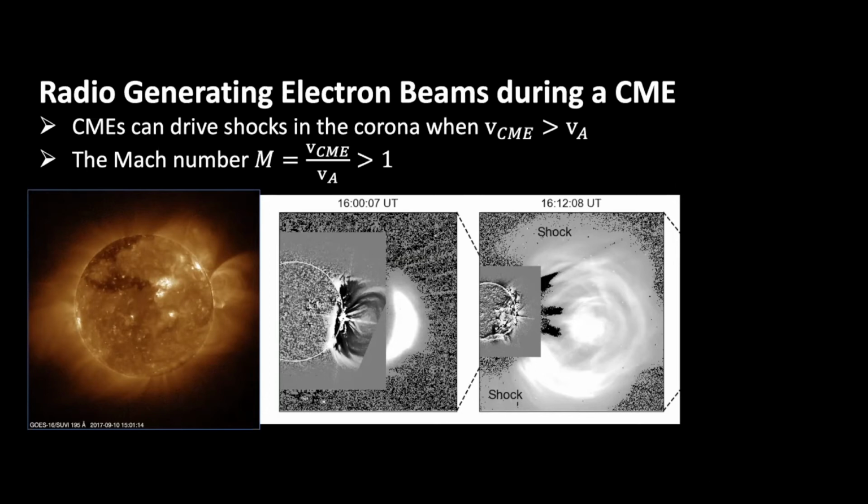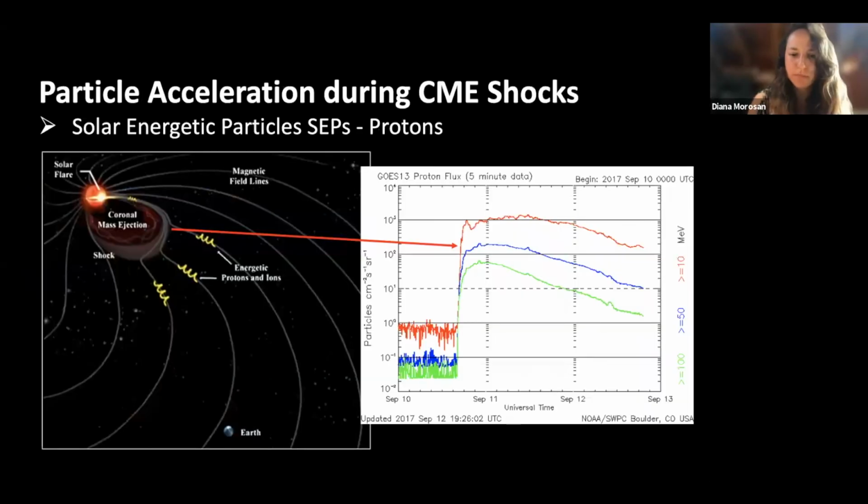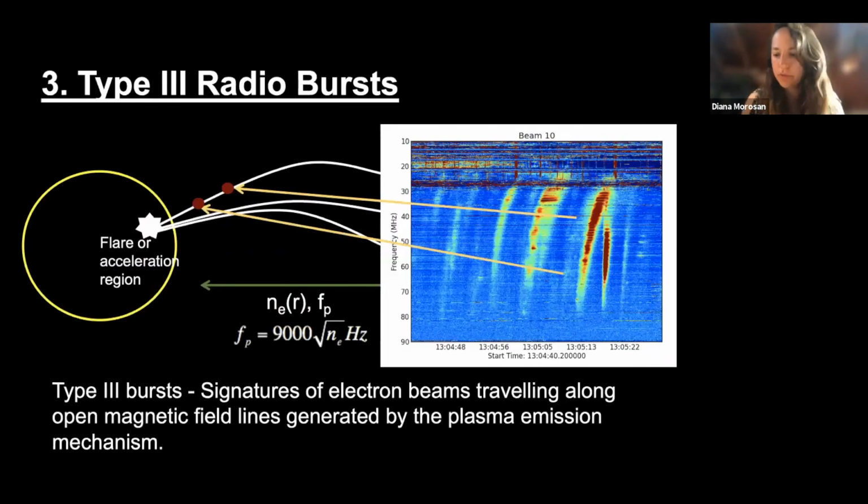Okay, thank you. Now we have to leave shocks behind, I'm afraid, because we still have type 3 radio bursts to cover. So they're almost vertical bursts in dynamic spectra, but they do have a slope, so they're not fully vertical. They're just electrons accelerated via flares, or I'll show you maybe other processes, and they travel along open magnetic field lines. And because they're plasma emission, as the electron density decreases, the plasma frequency also decreases. Higher frequencies are closer to the Sun than lower frequencies.